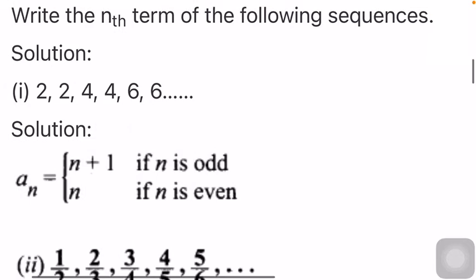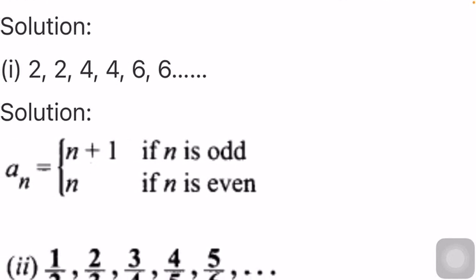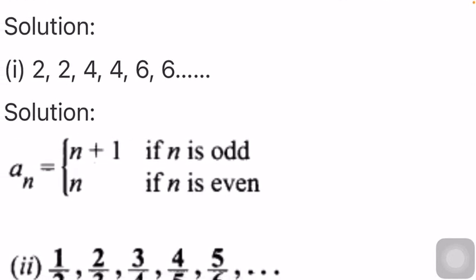Third question, write the nth term of the following sequences. First, 2, 2, 4, 4, 6, 6, and it goes on. So for A1 it is 2, for A2 it is 2, A3 is 4, A4 is also 4, A5 is 6 and A6 is also 6, and it goes on. Okay. So A2 is 2, A4 is 4, A6 is 6.